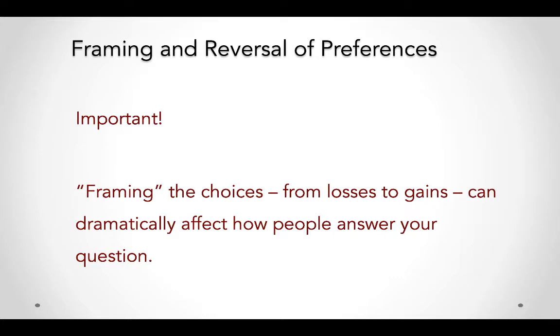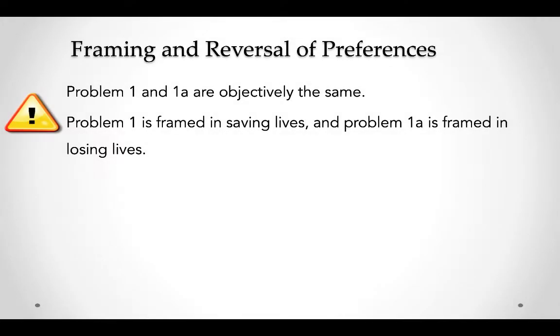It's very important to understand this point, that when we frame the choices from losses to gains, we can dramatically affect how people answer your question. So again, the same question asked in two different ways. One in terms of sure gains, and the other in terms of losses, we're going to affect how people make this decision and how they answer this question. So problem 1 and 1A are the same. As I said, they have the same exact outcomes. Problem 1 is framed in saving lives, and problem 1A is framed in losing lives.